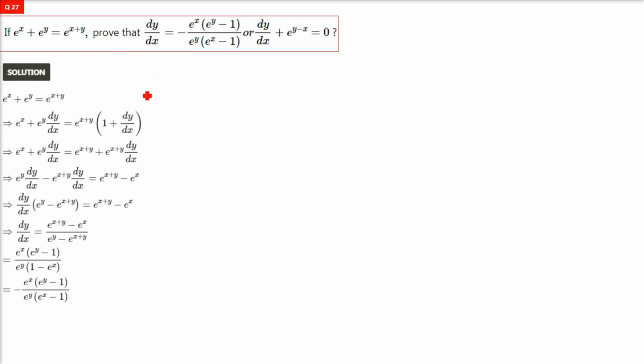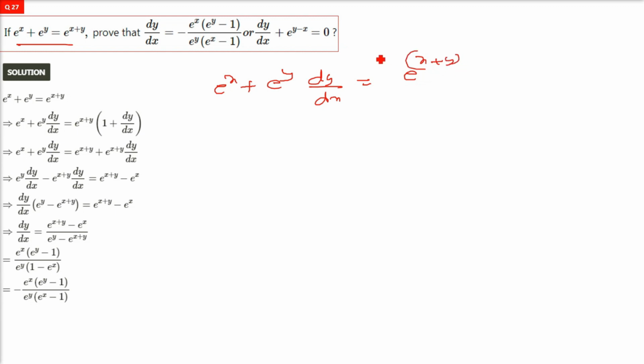So let's do this one now. I'm doing the first one, that is, you have to prove dy by dx, as there are two things they have asked. The first thing and the second thing is an equation, dy by dx plus e raised to (y minus x) equals 0. So I'm doing the first one. I will encourage you to do the second part, the way it can be achieved, the second answer. So I'm differentiating both sides.